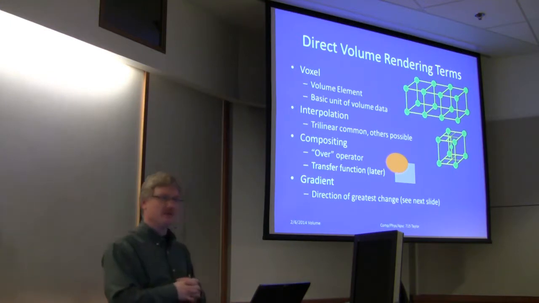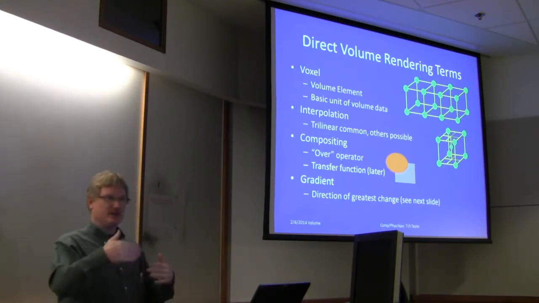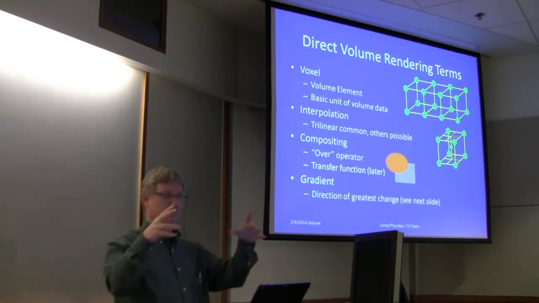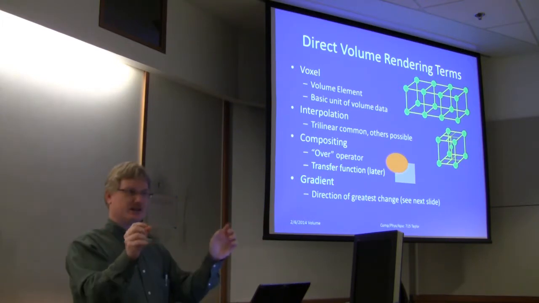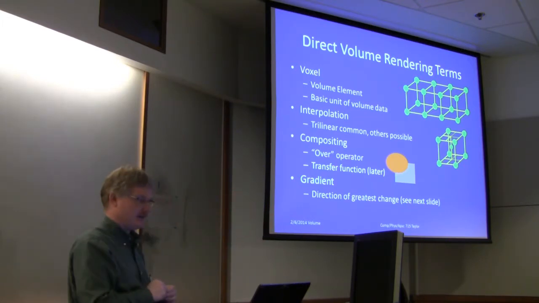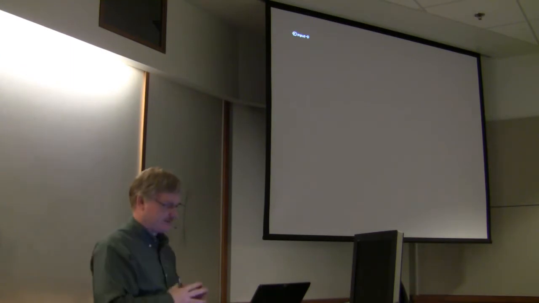A voxel is a volume element. It's like a pixel, but they're 3D, right? So if you chop this room up into sugar cube sized objects, each one of those things would be a voxel. It's the basic unit of volume data.